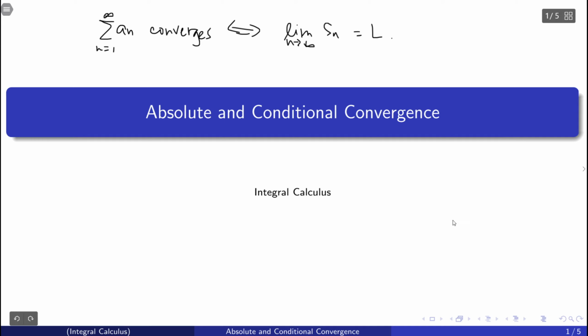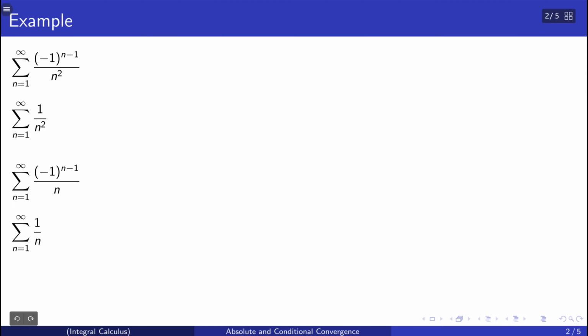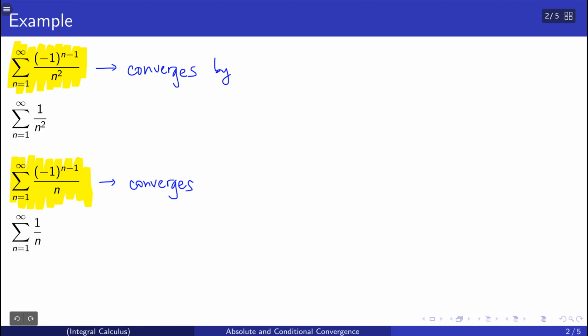So let's talk about absolute and conditional convergence here. And to begin, I'll give you two examples of series that we know do converge. So this one and this one: the sum of (-1)^(n-1) over n squared, and then the sum of (-1)^(n-1) over n. From the alternating series test, these both converge.